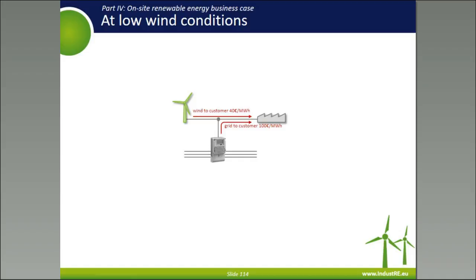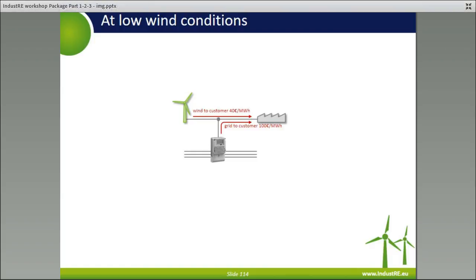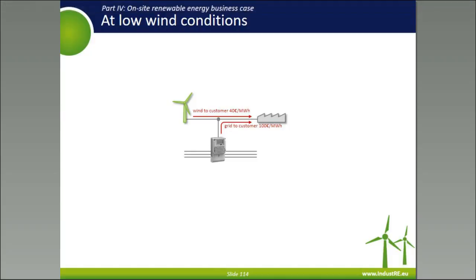For the graphs I'm going to show you, I assumed, it's an assumption, a price of 40 euro per megawatt hour from the wind turbine and 100 euro per megawatt hour from the grid. But here as well, scaling rules apply. So if the price difference changes from 60 to something else, we just scale our graph a bit. So it's just an example, don't focus too much on the number itself.